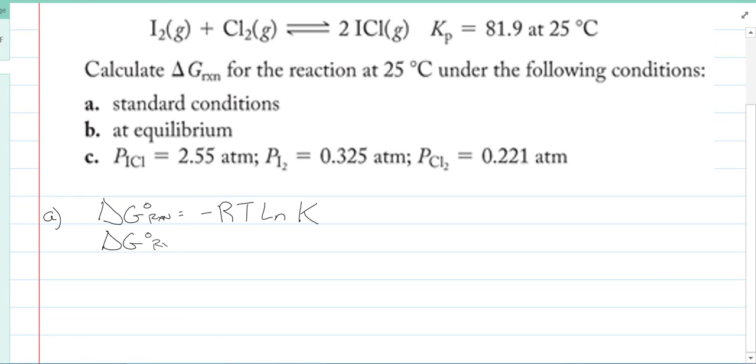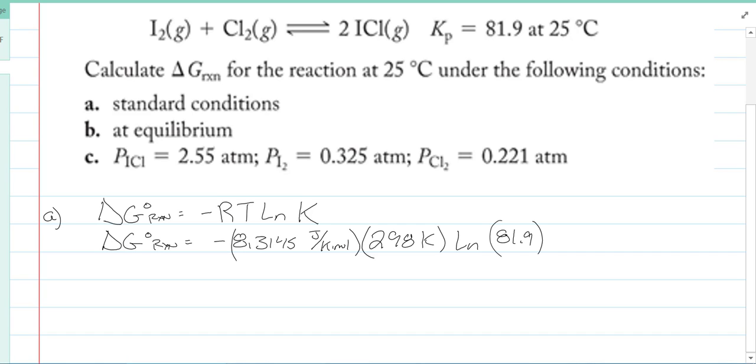So delta G of the reaction equals negative 8.3145 joules per Kelvin mole, times T, 298 K, because we're at 25 degrees Celsius, times the natural log of 81.9. Delta G standard of my reaction will be negative 10.9 kilojoules per mole.